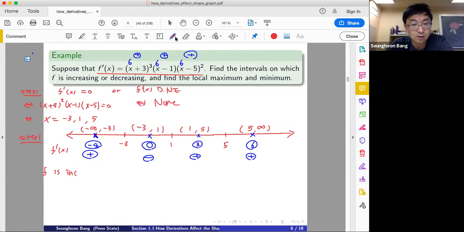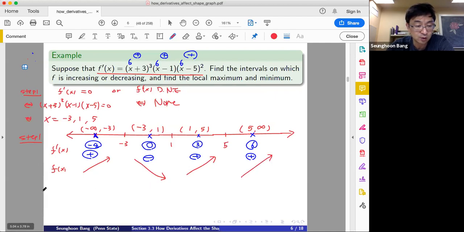Wait a minute. You can draw; a graph is better. Here is the graph of f of x. Positive means increasing, negative means decreasing. Positive, increasing. Positive, increasing. So we have this answer: f is increasing.